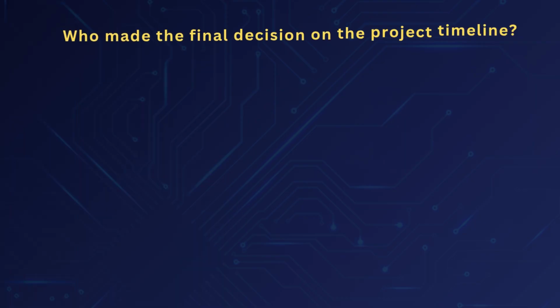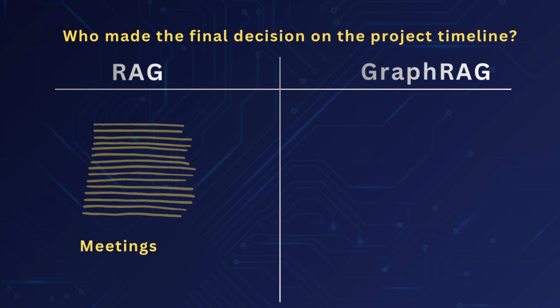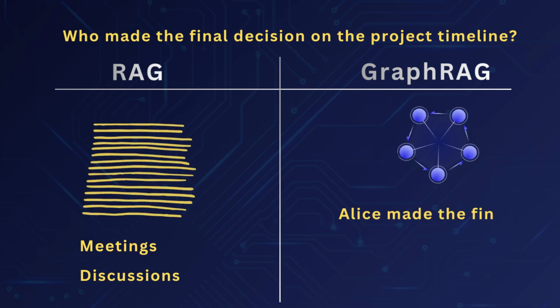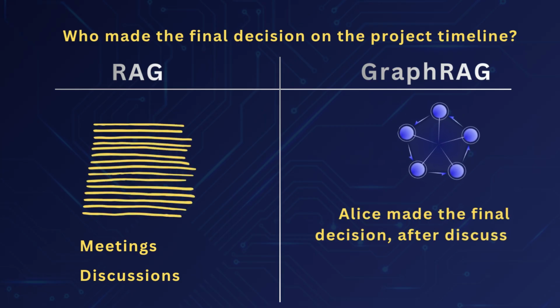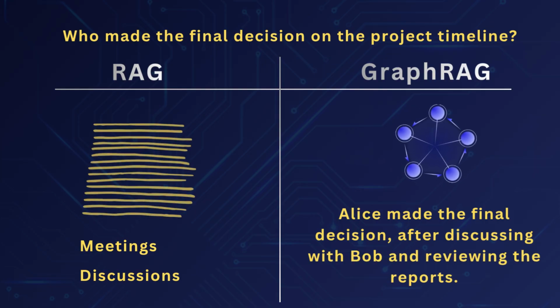Let's ask, who made the final decision on the project timeline? Normal RAG may return paragraphs about meetings, discussions, etc. But GraphRAG traces connections in the graph and answers. Alice made the final decision after discussing with Bob and reviewing the reports. Because the graph understood responsibility, relationships.